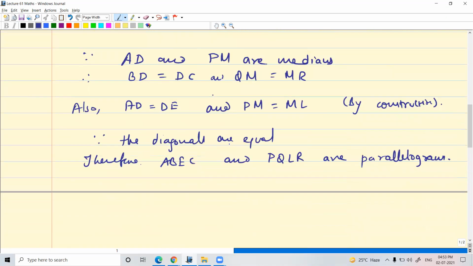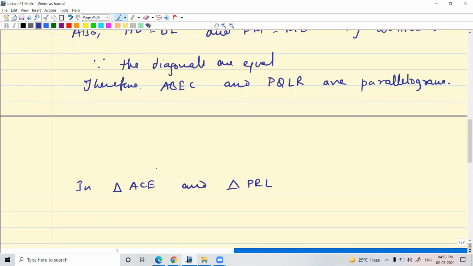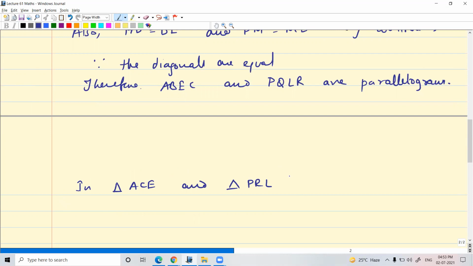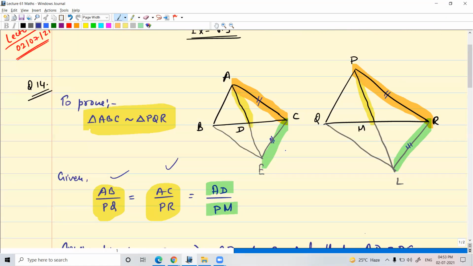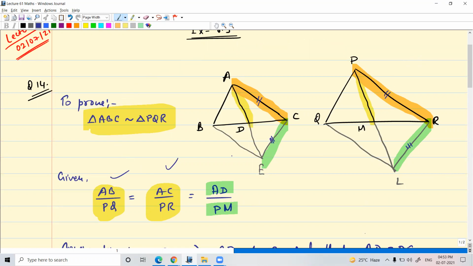You understood so far, right, what we have done? Up until this step, we have just proved that this is a parallelogram, right? Now our next strategy is to prove that triangles ACE and PRL are similar to each other. And all of you do one thing. I have to keep scrolling this up and down to look at the figure, so make sure you draw this figure in your notebook, and tell me once you're done.